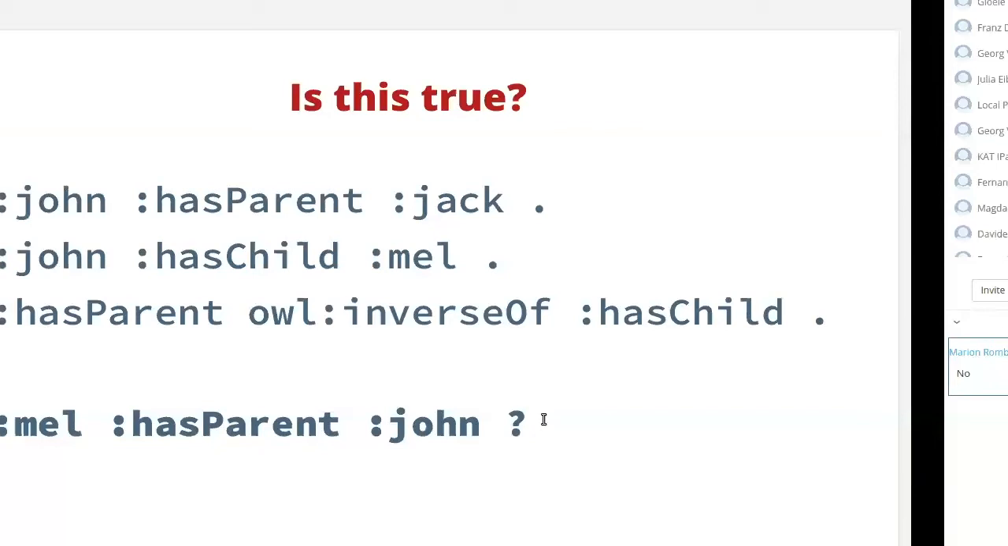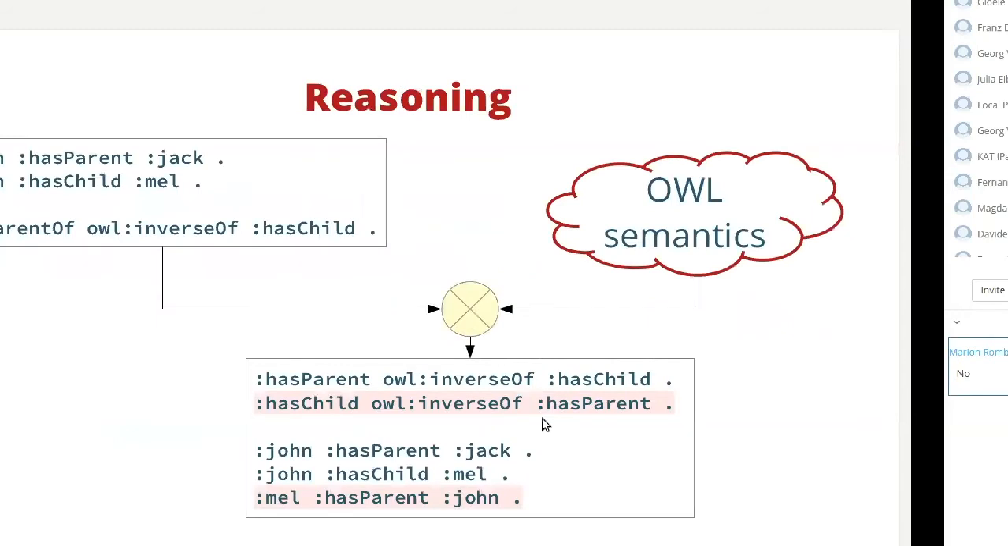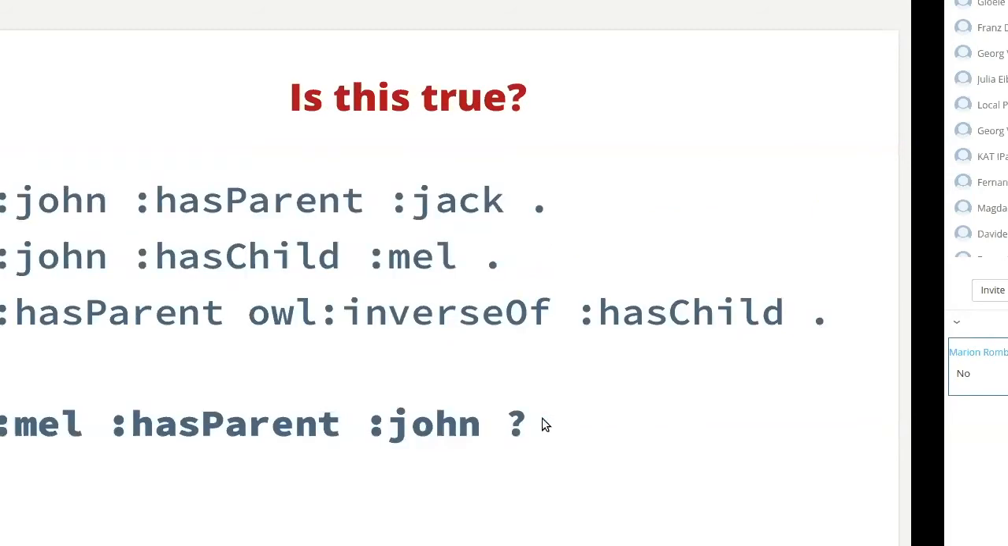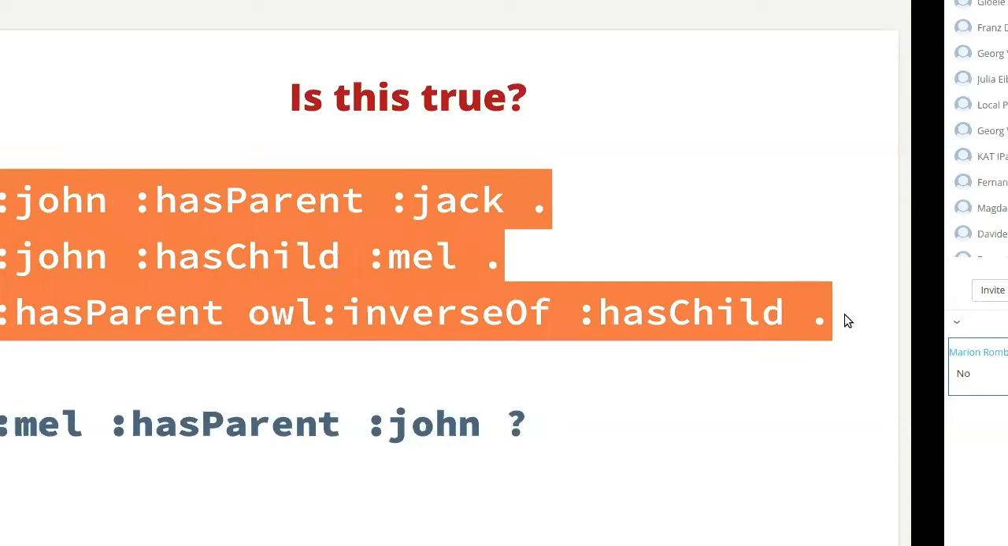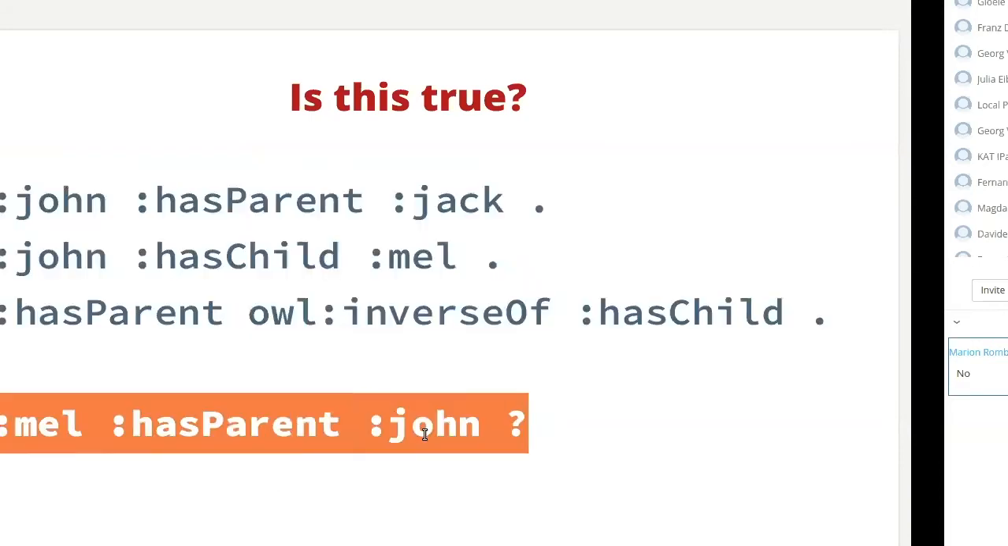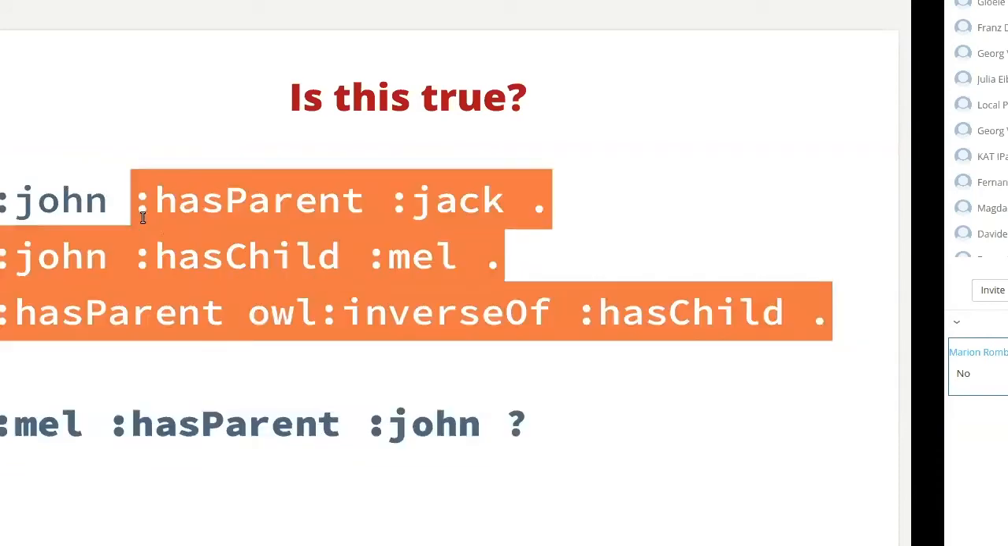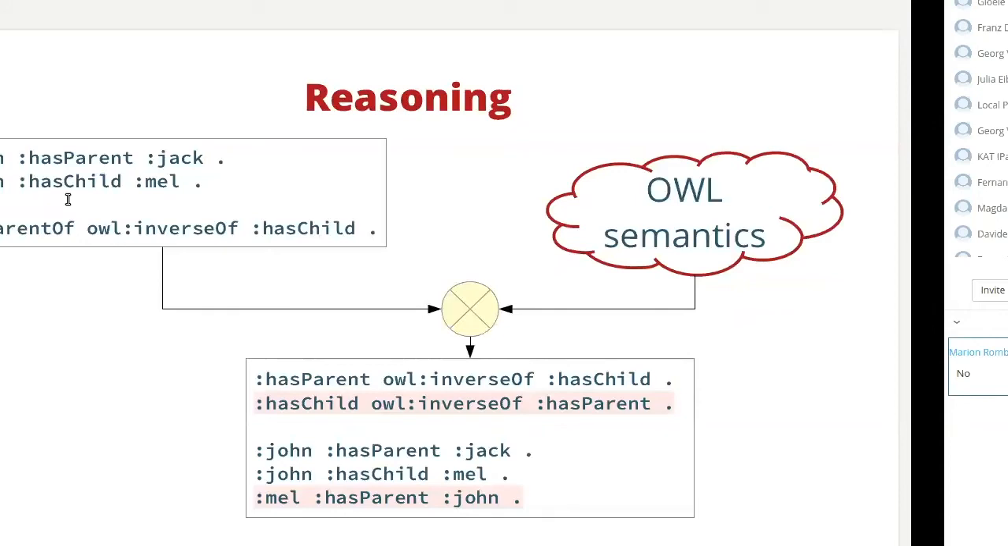Yes. The answer is probably no. Why? Because this is a trick question. If you have just these, you do not have enough knowledge to say that. In addition to these statements, you need also the OWL semantics.